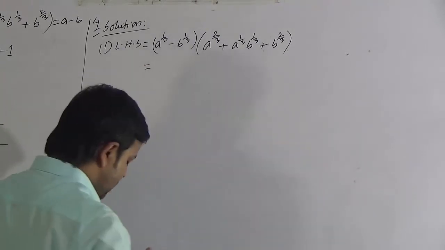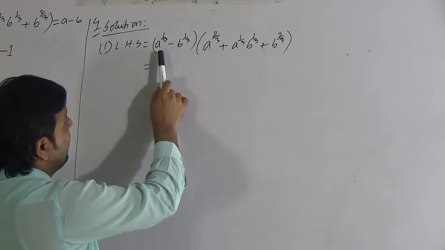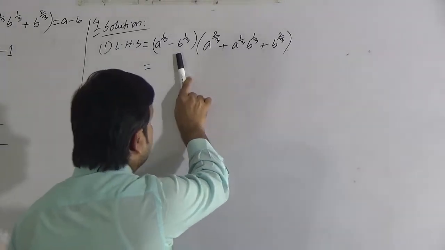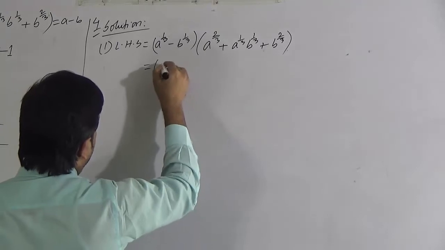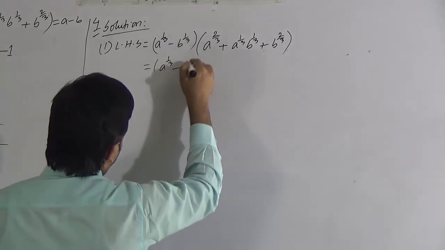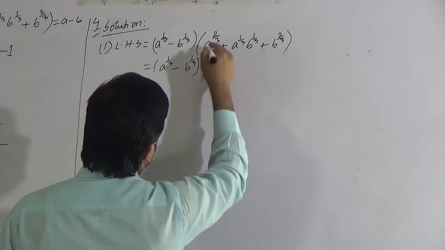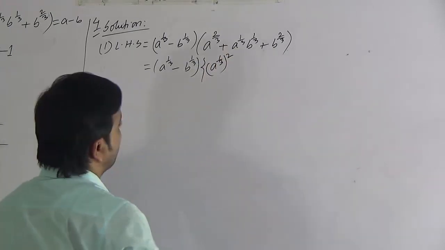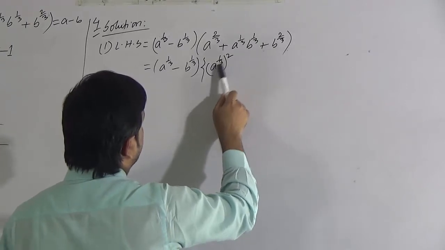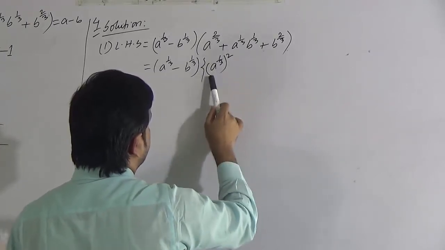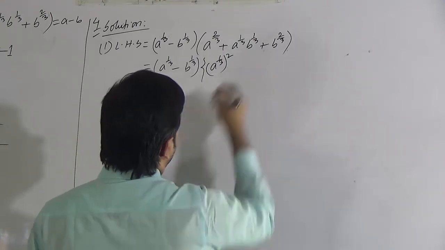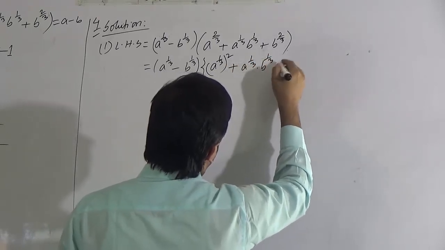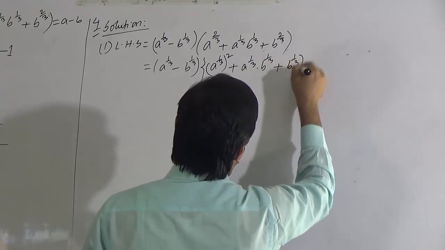Dear students, to show this we can consider a to the power 1 by 3 as a, b to the power 1 by 3 as b. So if you consider this, you will get a to the power 1 by 3 minus b to the power 1 by 3, this remains same. Here we will get a to the power 1 by 3 as a. As here is 2, we can write whole square. If we do the product of 1 by 3 and 2, we will get 2 by 3. So we can express a to the power 2 by 3 as a to the power 1 by 3 whole square. Now plus a to the power 1 by 3 into b to the power 1 by 3 plus b to the power 1 by 3 whole square.